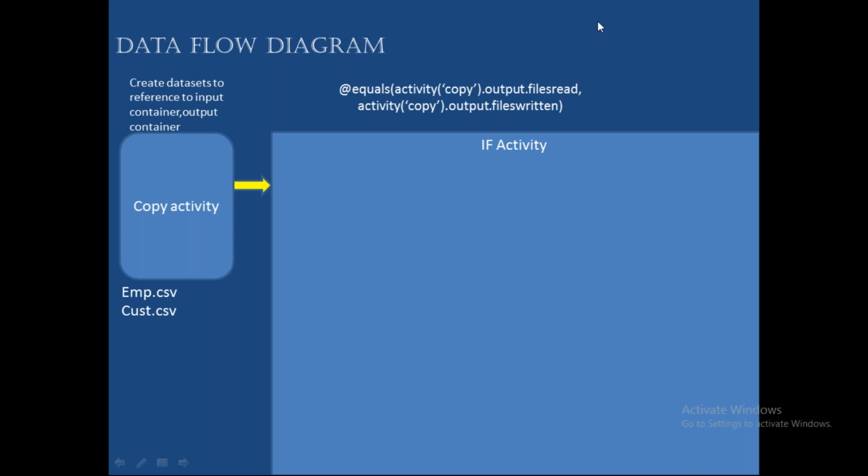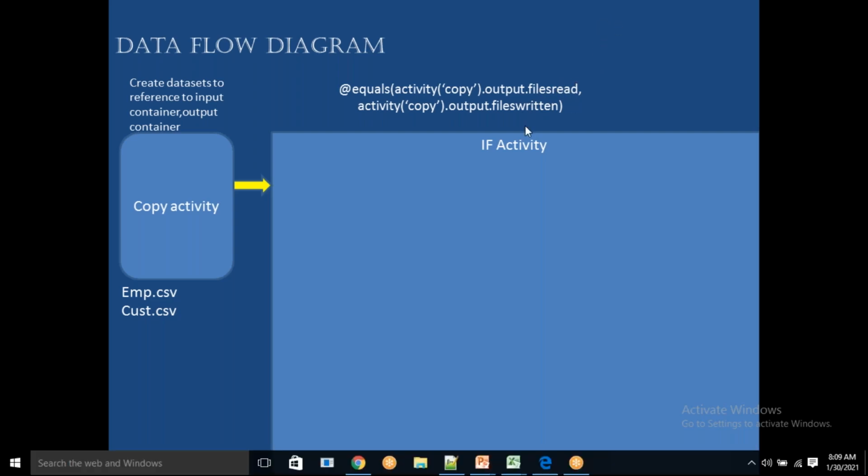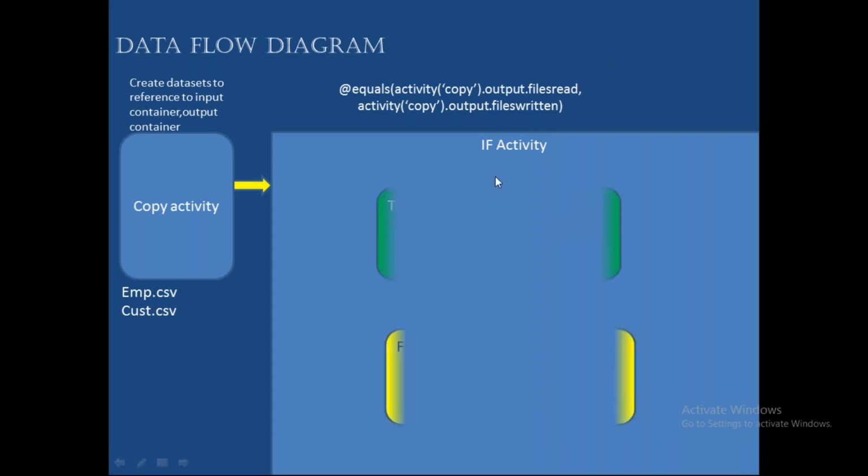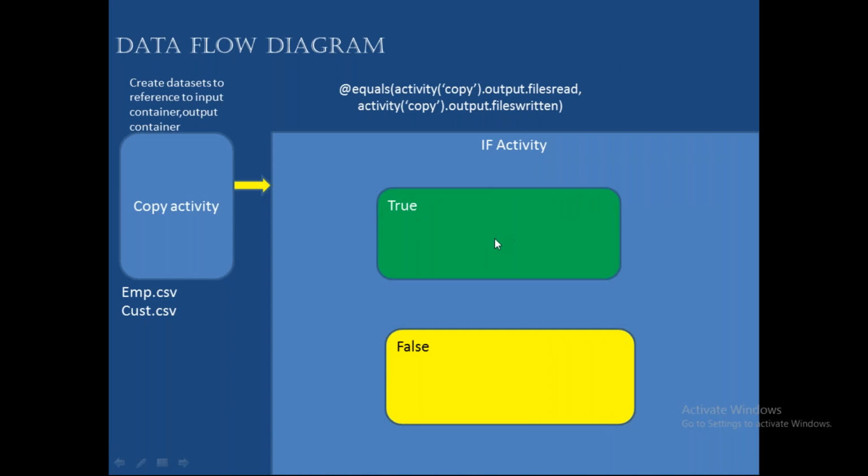If both are the same, what will I get? Can you tell me? If the number of files read and the number of files written are the same, what value will I get? True. Very good. So I'll get true. If it is true, I'll go to the true condition. If it is false, I will go to the false condition.